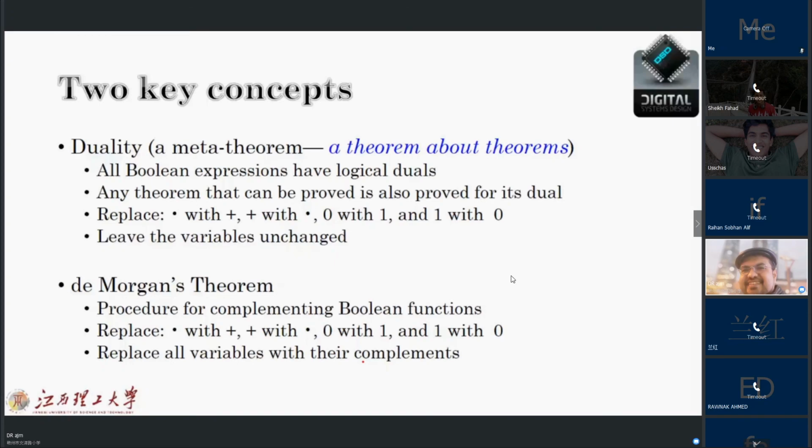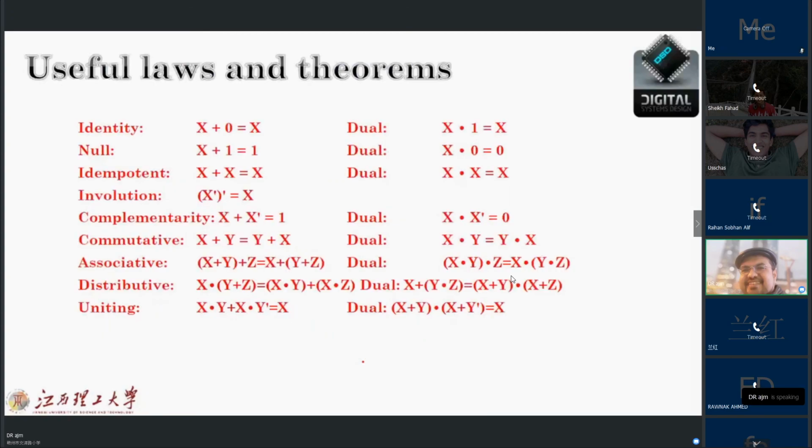Inside this Boolean logic, there is one theorem made by a person that we call DeMorgan. Okay, what does this DeMorgan theorem say? It is a procedure for complementing a Boolean function, and with that we can replace the dot and plus, 0 and 1, and 1 and 0, and replace all the variables with their complements. This is not much new. The rules that we have about Boolean algebra are not new, but again, I put it here for you to review.